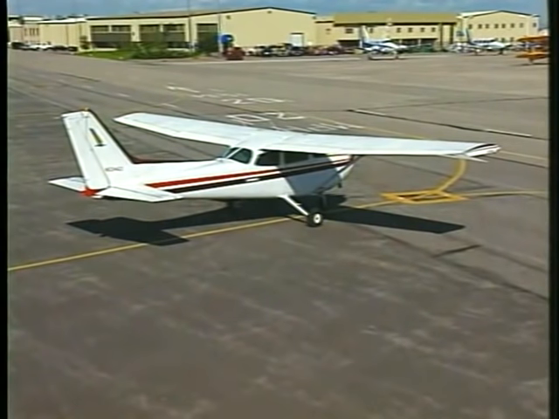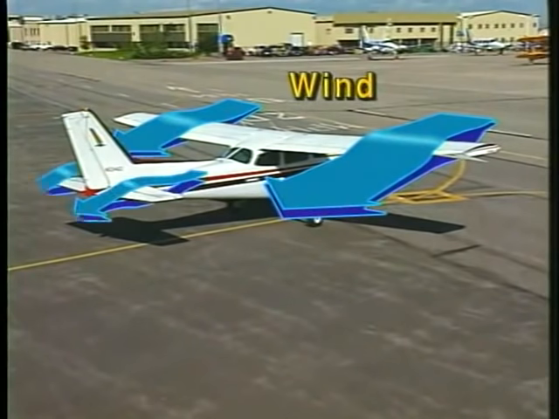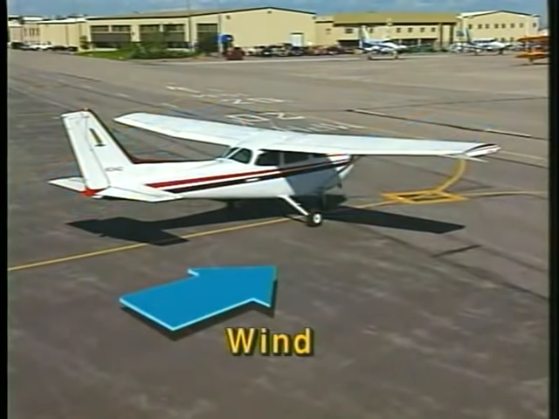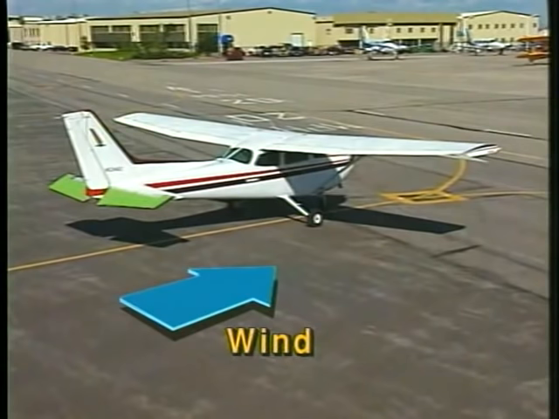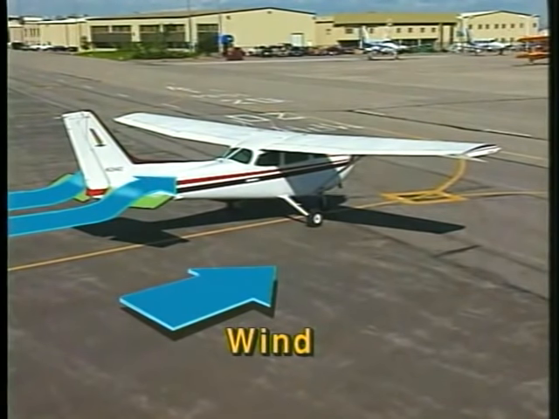When you taxi into a direct headwind, the air moves equally above and below the wings. With the control wheel in the neutral position, the airplane exhibits the same stable handling characteristics as it does in flight. In a direct tailwind, moving the control wheel full forward places the elevator in the down position. In this situation, the wind strikes the upper surface and exerts pressure on the top of the elevator. This prevents the tail from being lifted and the airplane from nosing over.